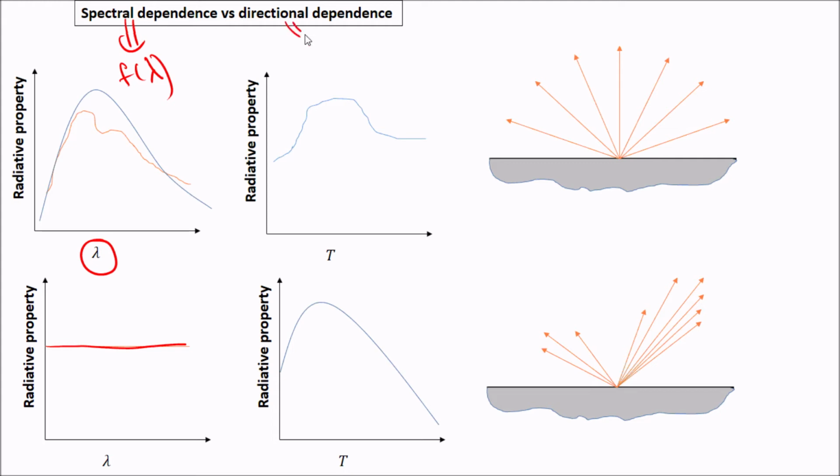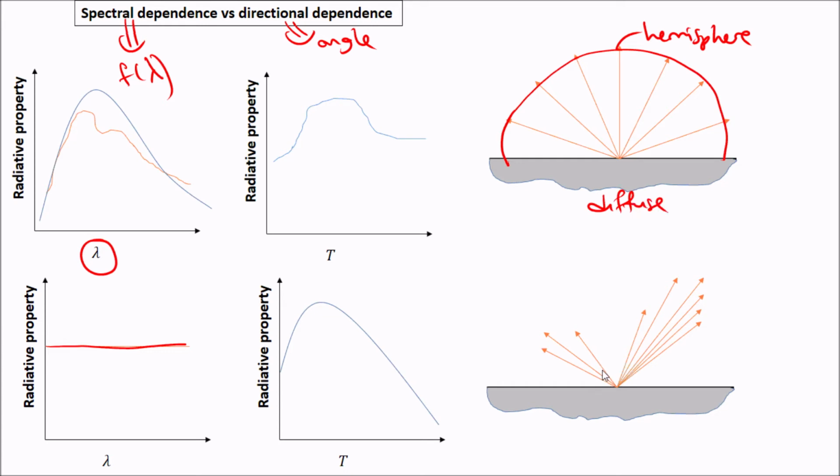Another thing about the thermal radiation is that it depends on the angle. You can see here, in this case, the thermal radiation is the same in all directions. It is a hemisphere. This one is called the diffuse emitter. In this other case, it is not the same in all directions. In one direction it is more, in another direction it is less, and in some directions you don't have any thermal radiation. This is the case for most real surfaces, and this is the second property of the thermal radiation.